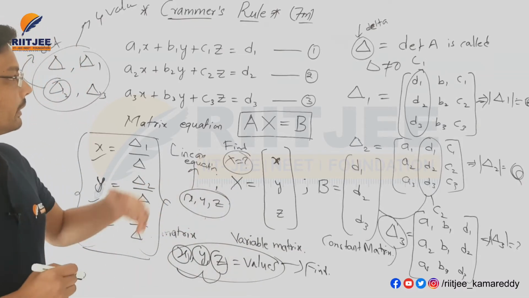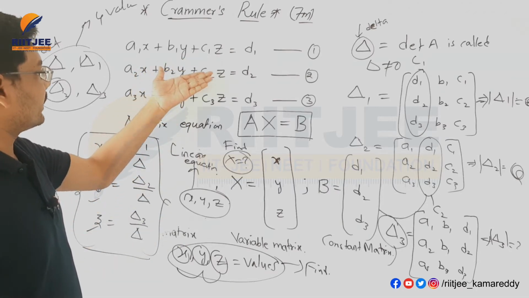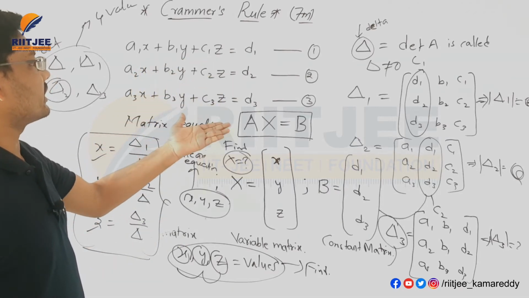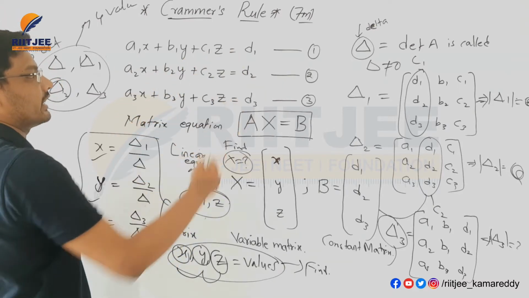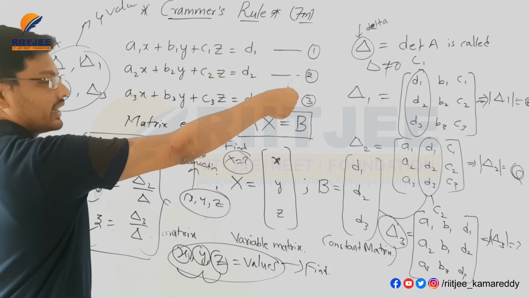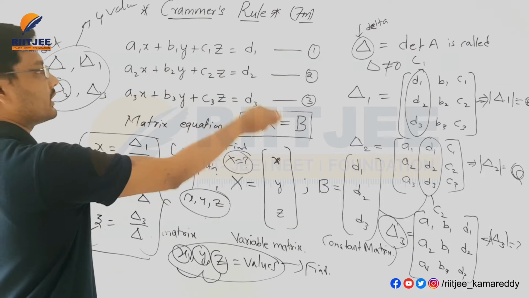First of all, shall I repeat? I am repeating once again here. They are giving three linear equations here: a1x plus b1y plus c1z is equal to d1, and so on. Three linear equations, and four terms are there in each equation.